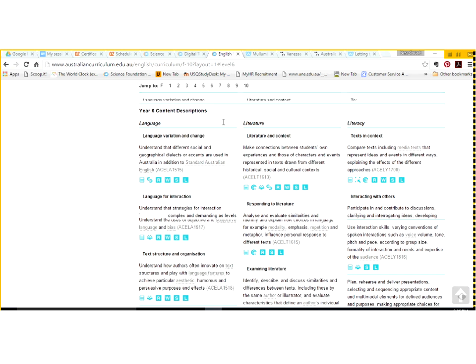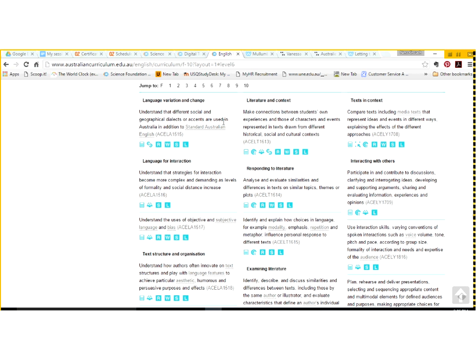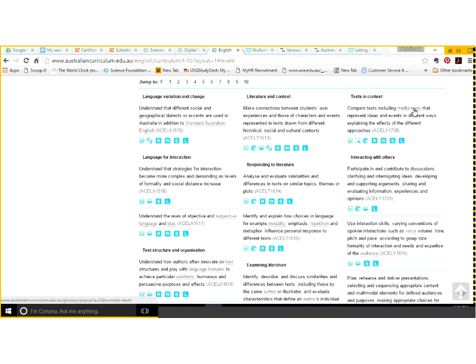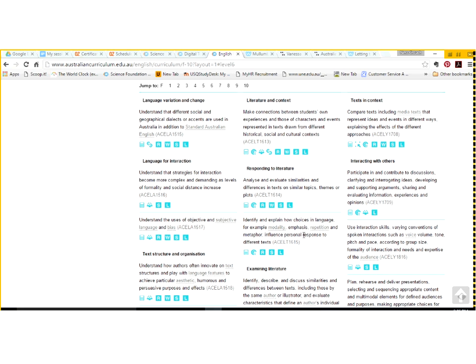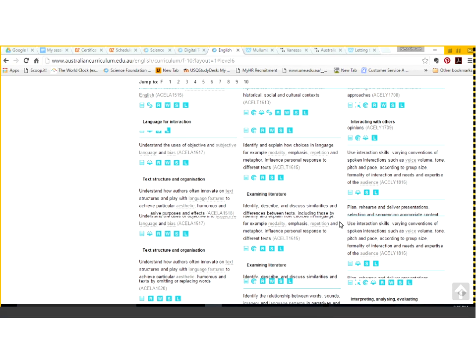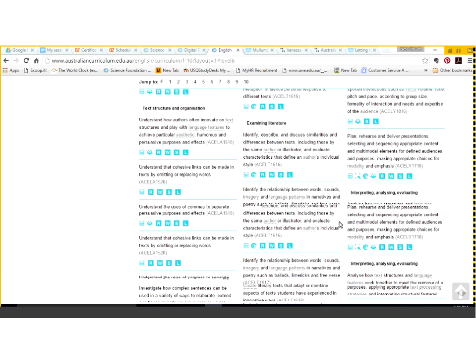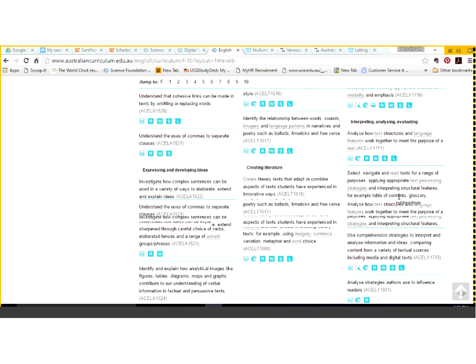And here I've got the Year 6 English curriculum. It's here where we start to see a lot more connections with digital technologies. So you have to use media texts. There is an expectation that children will be using different types of tools to be able to produce their texts. I'll just move down so you can see them. There's quite a lot here.